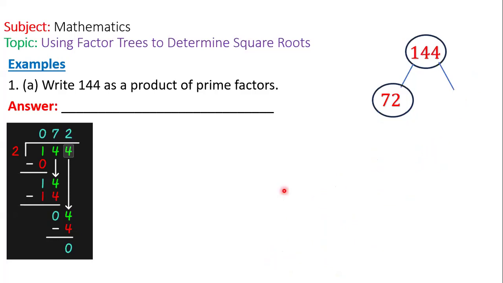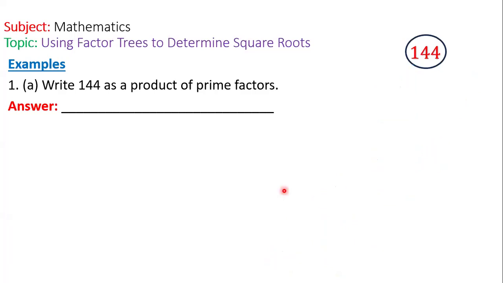Let's do it one more time. So we want to express this number as a product of prime factors. So basically, we want to split it. So let's take 144, and what 2 numbers can go into 144? We could use 2 and 12. We could use 12 and 12.